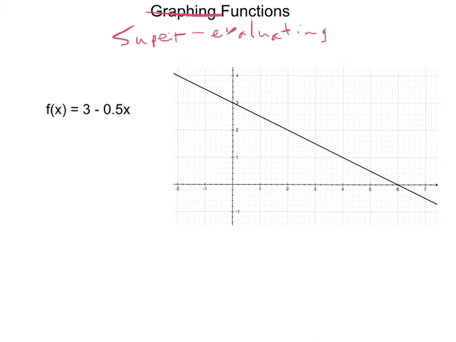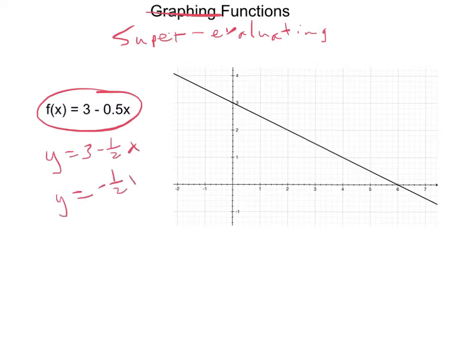I sort of feel like when you see this function, you've been trained to think, oh, that means y equals 3 minus 1 half x. That means y is negative 1 half x plus 3. And that means the graph is up 3, and from there, down 1 over 2, down 1 over 2. Yay, I drew the line. Here's the graph.